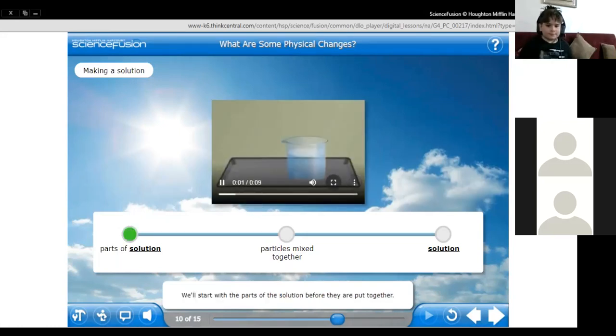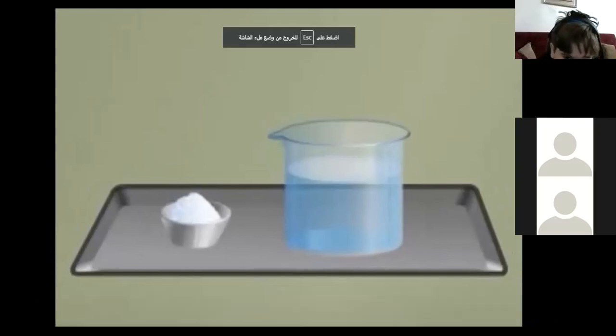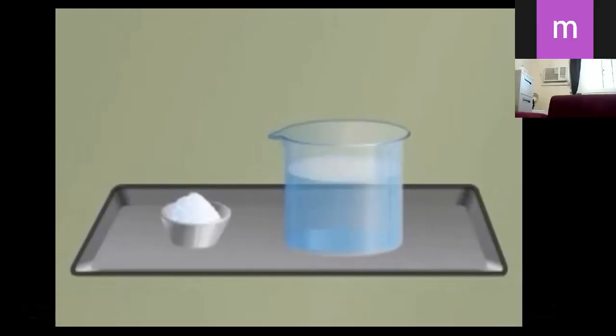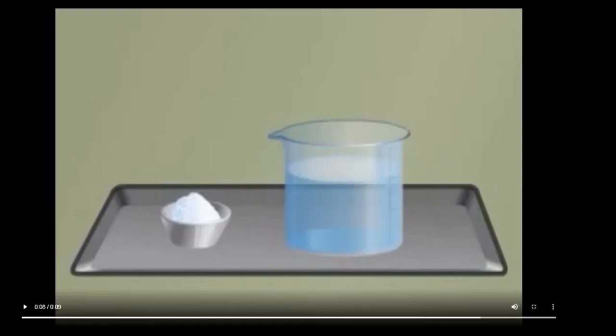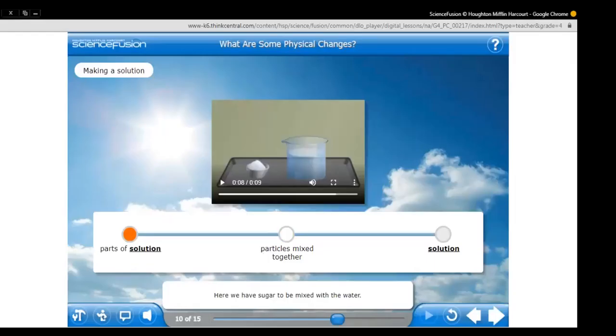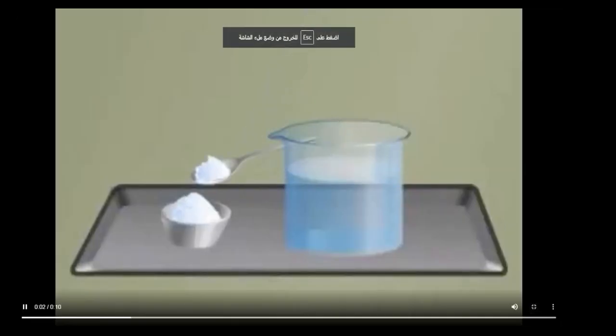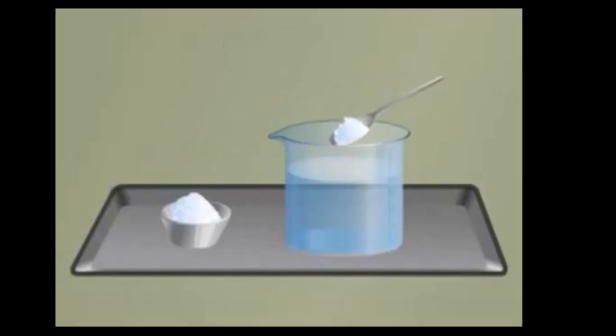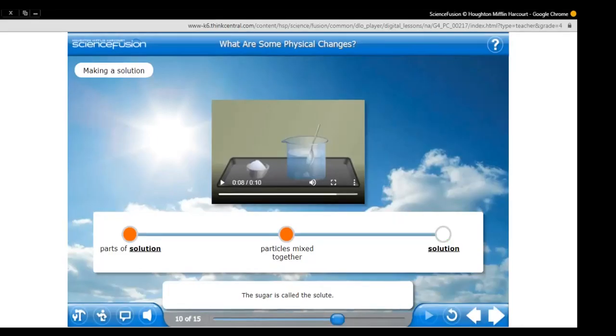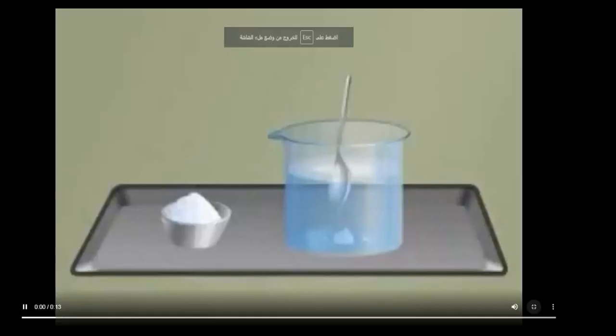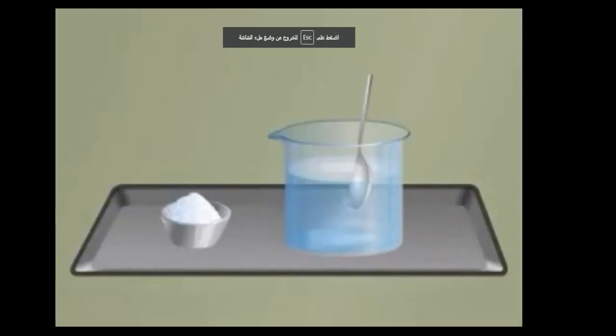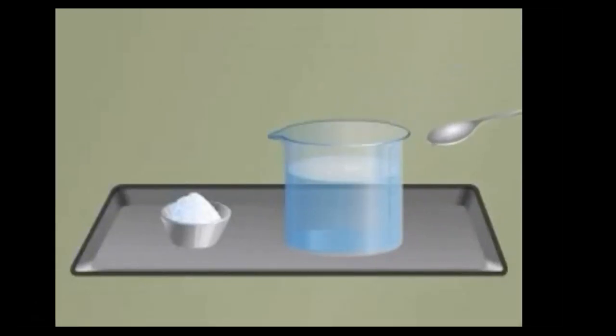Okay. We'll start with the parts of the solution before they are put together. Here, we have sugar to be mixed with the water. The parts of the solution are put together. The water is called the solvent. The sugar is called the solute. Finally, when the particles are all evenly mixed, we have a solution. A solution is a mixture that has the same composition throughout because all the parts are mixed evenly.